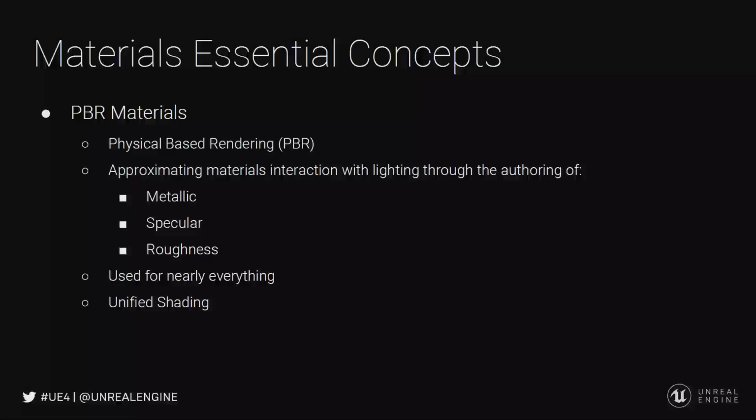PBR essentially means that you approximate the shading of the materials and the interaction it has with lighting through the altering of the metallic, specular and roughness properties. So there are three properties in the material that control the PBR shading. This is used for almost everything we do in Unreal with materials. Almost all materials are PBR based. There's a few exceptions, but they're not so important right now to talk about that. And because it's used for everything, it's what we call unified shading.